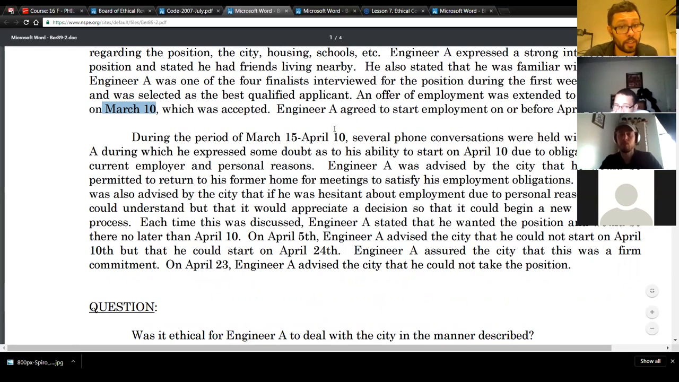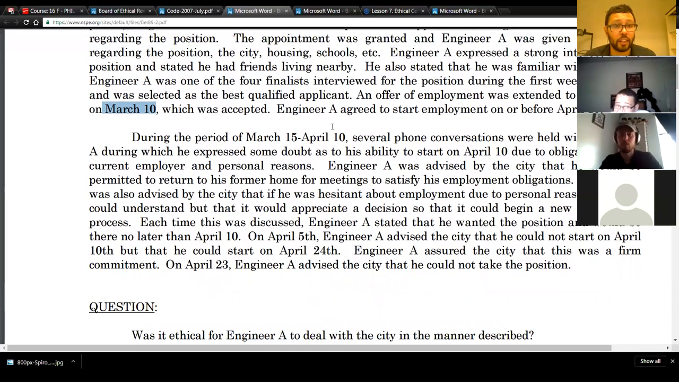Engineer A was also advised by the city that if he was hesitant about his employment for personal reasons, the city could understand it, but it would appreciate a decision soon so that it could begin a new recruitment process. Each time this was discussed, Engineer A stated that he wanted the position and that he would be there no later than April 10th.